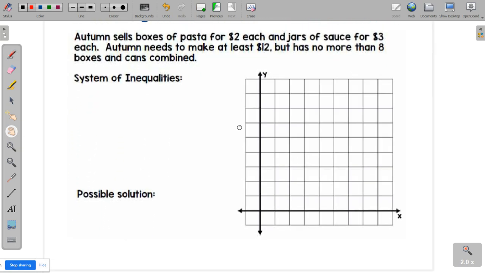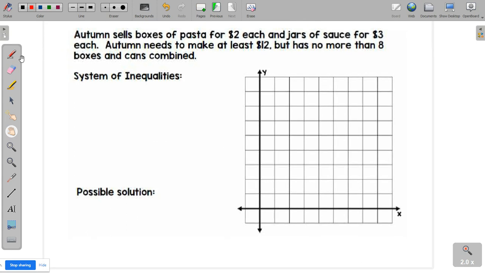Okay, let's look at an application problem. Autumn sells boxes of pasta for $2 each and a jar of sauce for $3 each. Autumn needs to make at least $12, but has no more than 8 boxes and cans combined. So here, we're going to let x equal the number of boxes. And y is going to equal the number of cans.